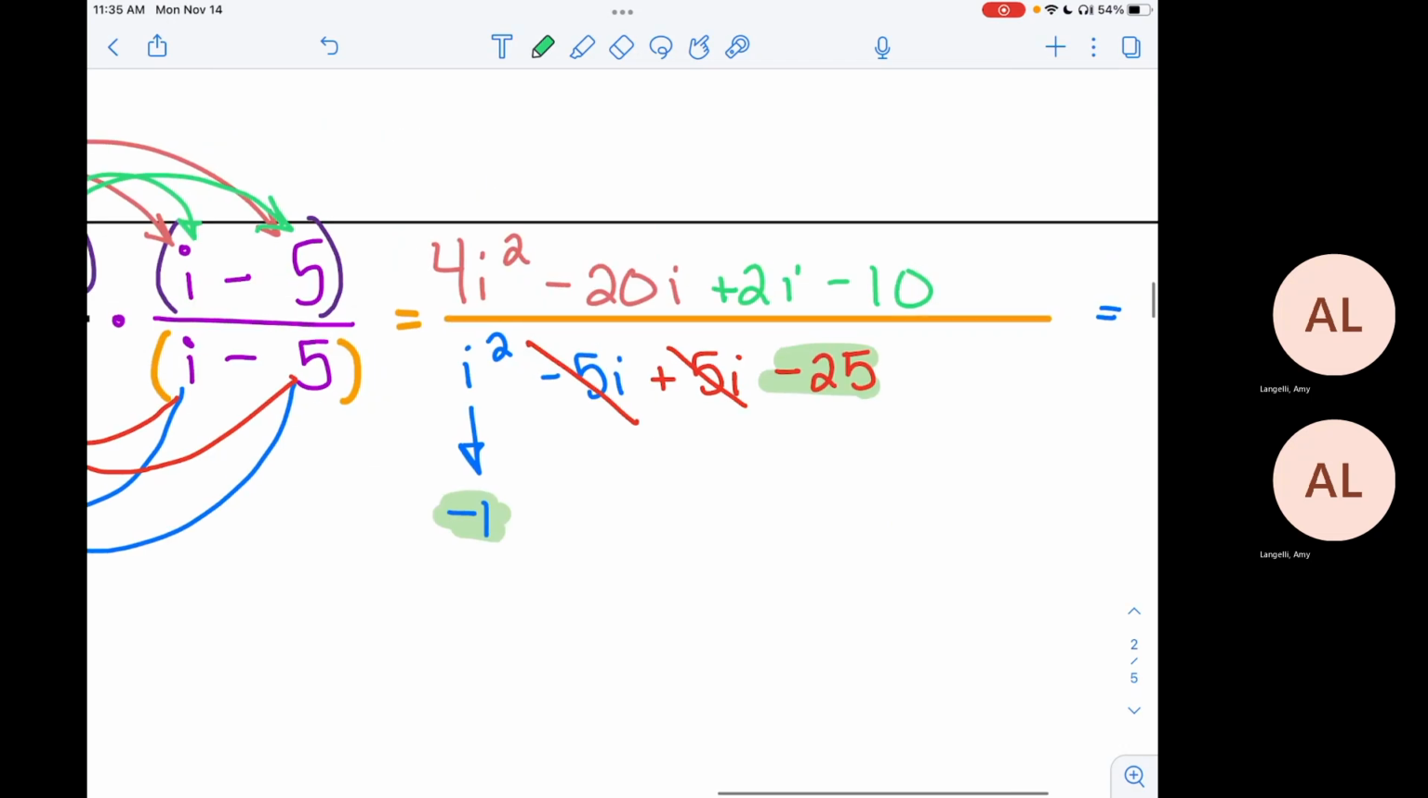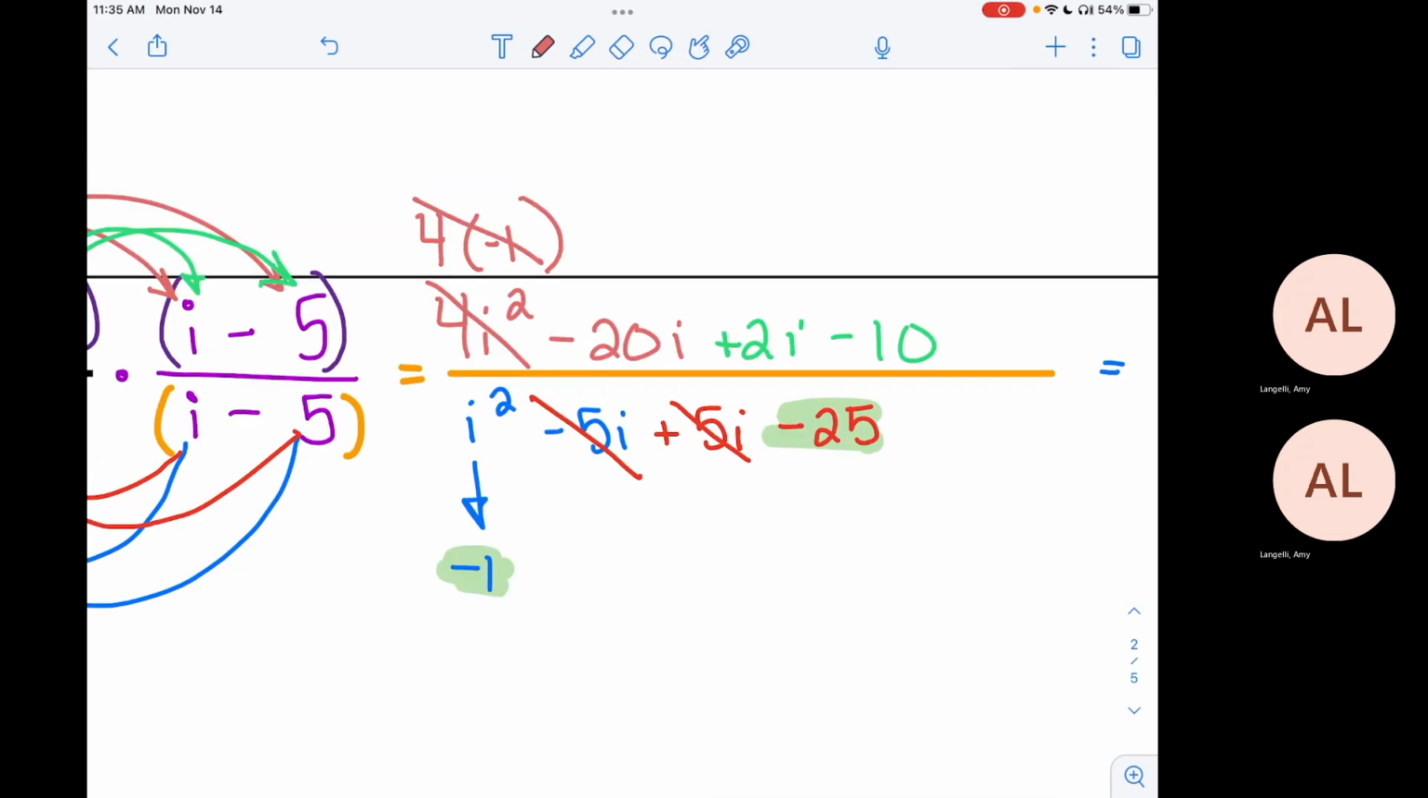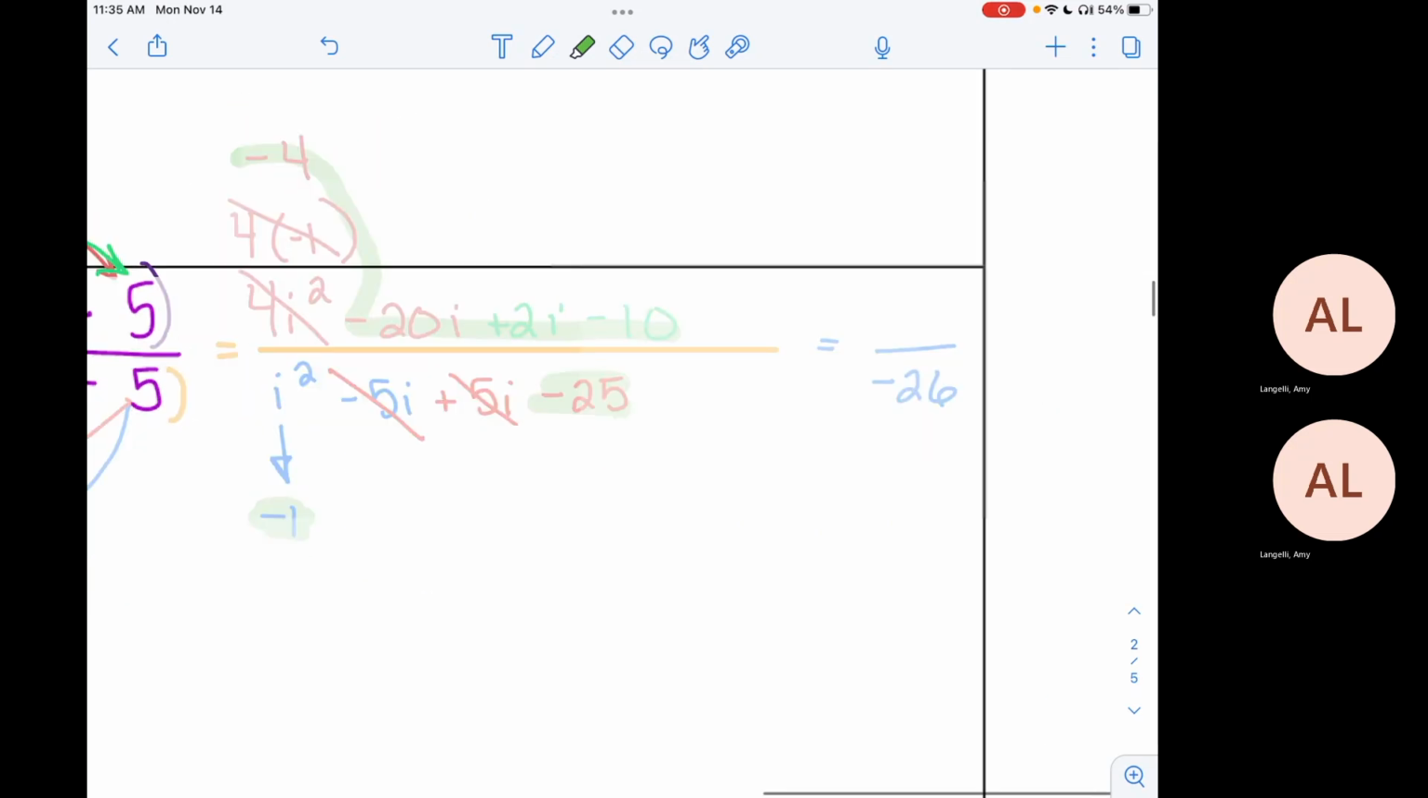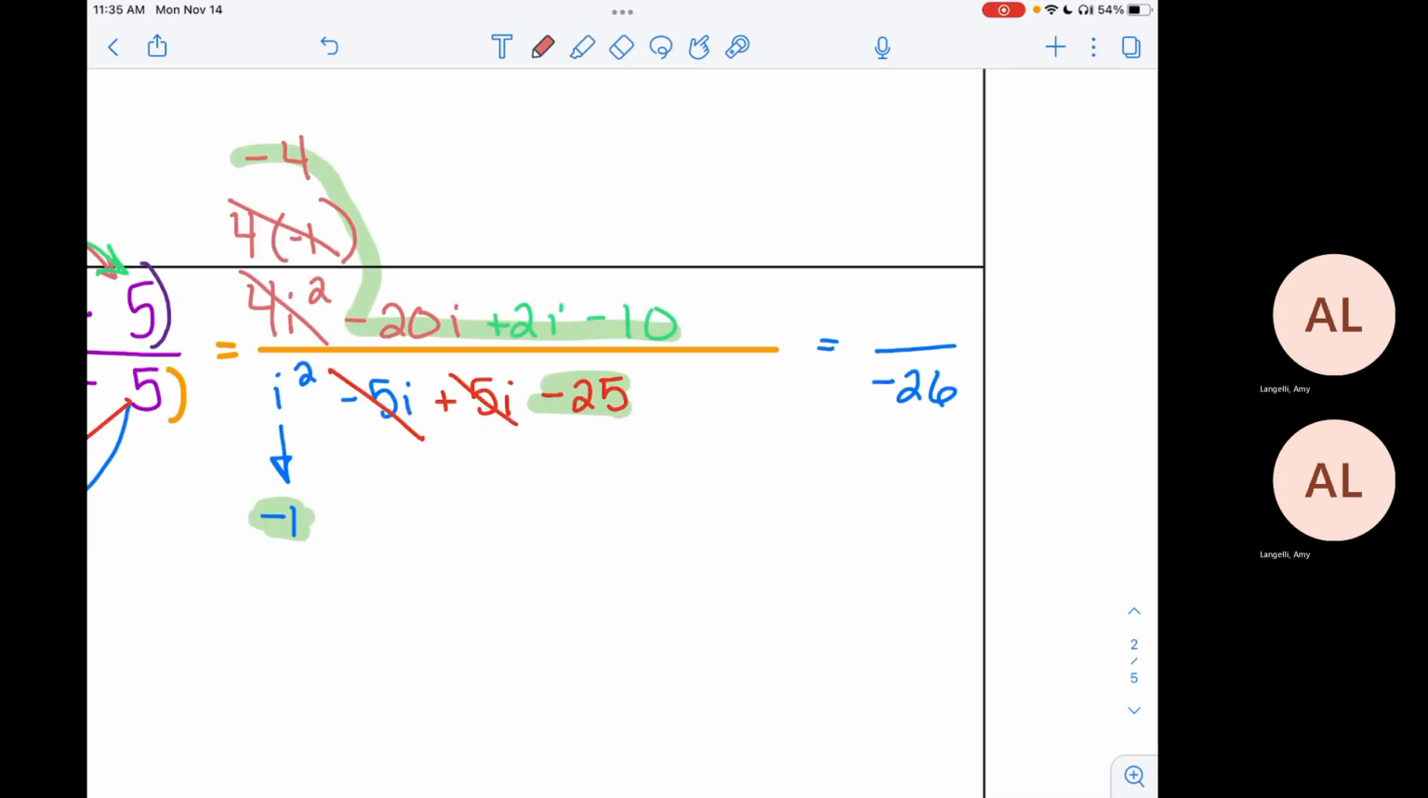All right. What did we learn i squared is? Negative 1. Well, what's 4 times negative 1? Okay. So this is really our numerator. Kind of messy, but I tried to clean that up a little bit. Do you see any like terms? That is correct. We have negative 20i and positive 2i.